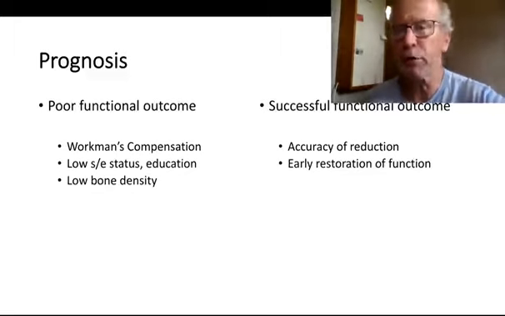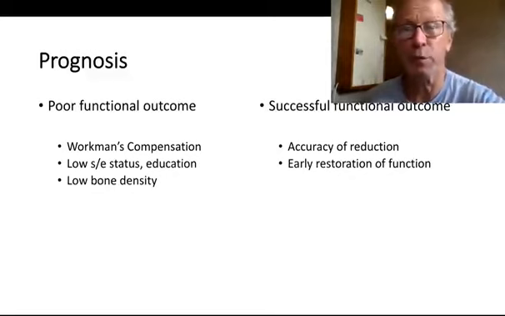So, the rule of thumb in orthopedics is 6 weeks. So 6 weeks in a cast, then mobilization. But even within the cast, function of the fingers and elevation of the arm is something to be working on. So early restoration of function is critical to successful outcome.